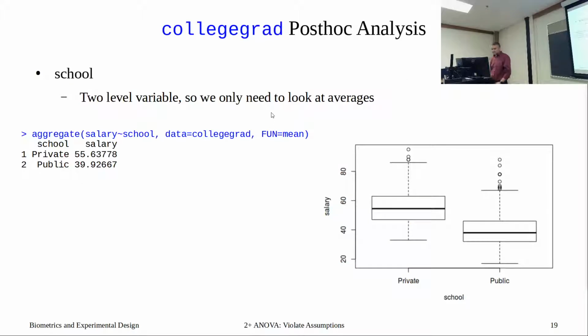All right? So, school, fortunately, is only a 2-level variable. All right, we have public and private. So it's as simple as just looking at your averages and saying, yep, private schools result in higher starting salaries. And we're done. That's our post hoc test. That's our explanation. Pretty easy, right? Pretty easy. That's always what we're looking for.